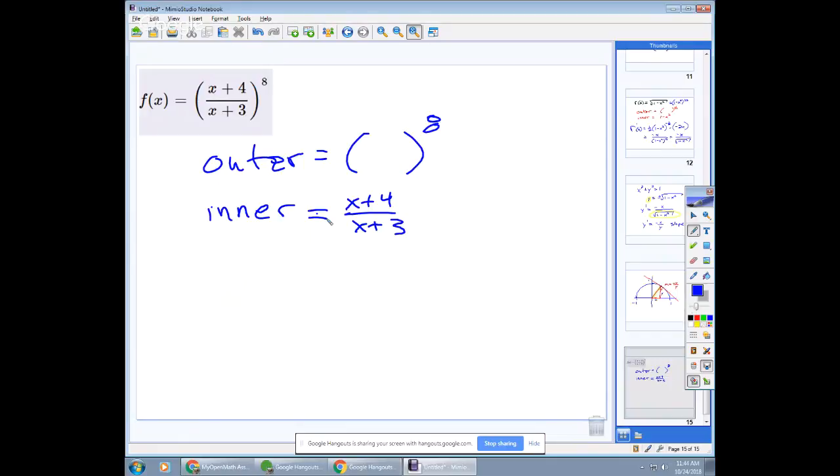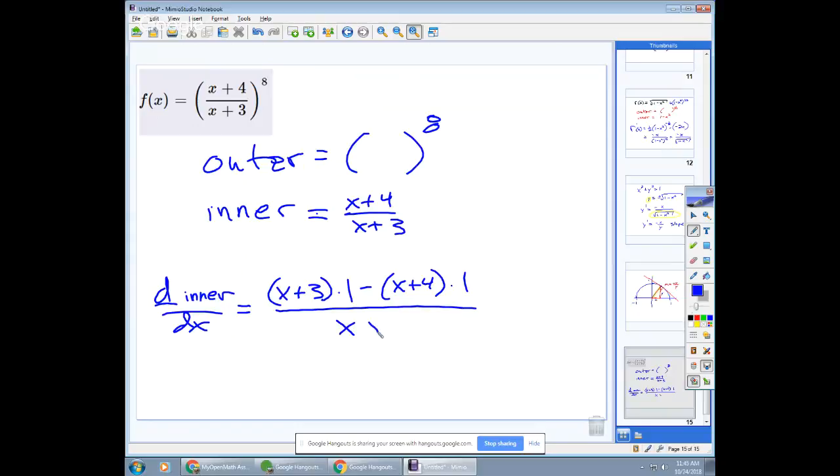Let's do it first. Okay, so let's find d inner dx. So let's see, inner. Low d high, sorry, I'm laughing at the fact that it's dinner. This is dinner. Oh man, it's lunchtime soon too. Minus high d low, use parentheses, practice safe math, 1 times 1, over low squared.